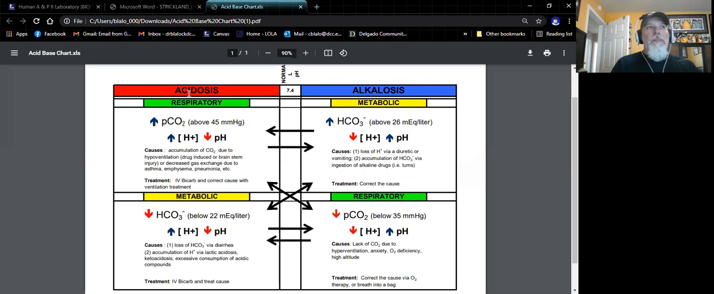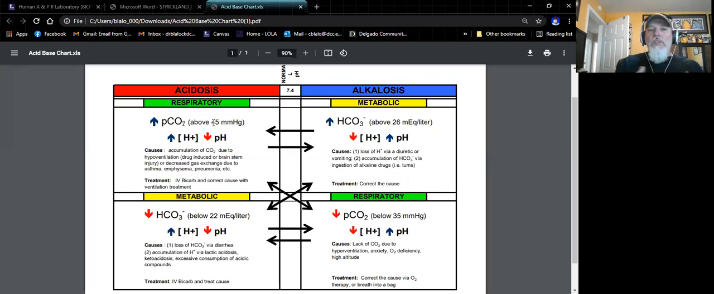PCO2 is the same thing. If her PCO2 is higher than 45, we would consider that to be excessive for carbon dioxide in the blood. If she had too much carbon dioxide in the blood, that would make her blood acidic because that carbon dioxide is dissociating and we'd have a high number of hydrogen ions.